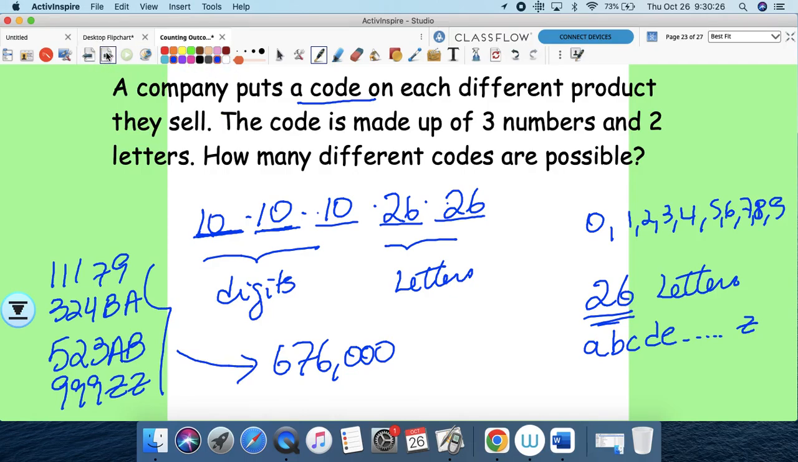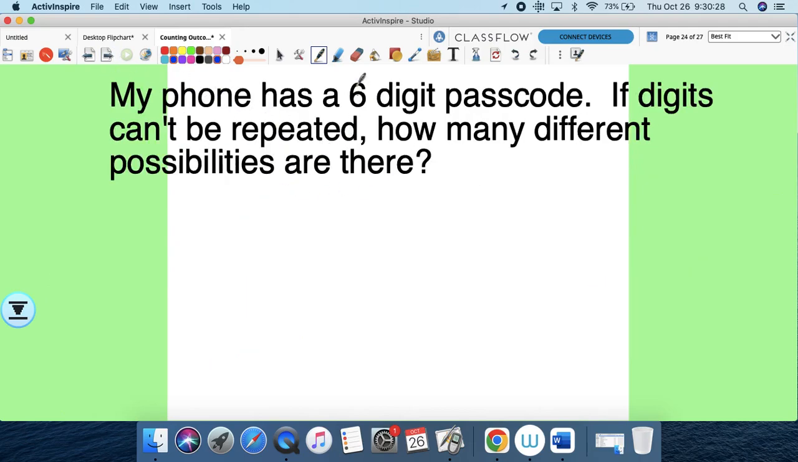Okay. Hope you copied the question. If you didn't, copy now. I want you to copy this one. So my iPhone has 6 digits. My password 1, 2, 3, 4, 5, 6. Right? How many different possibilities are there?